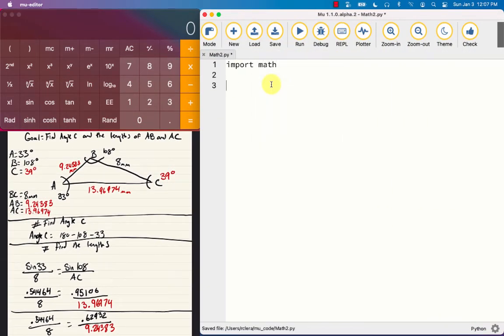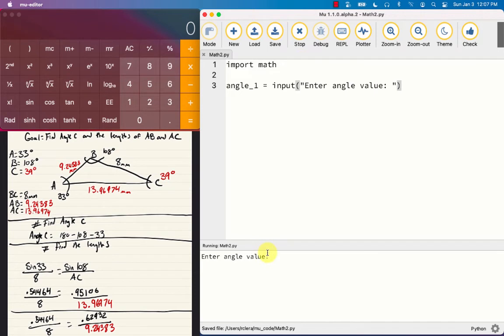Okay, so first thing, we have to import the math module. And we want some user input, so I'm going to say angle1, and angle1 will just represent angle A. So we want input, enter angle value. If we run this right now, you'll see enter angle value, the user can type in 33 and boom, right?